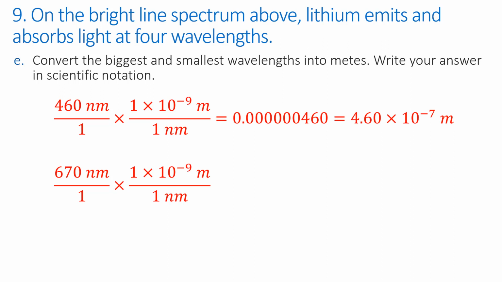When I solve, I get 4.60 times 10 to the negative 7 and 6.70 times 10 to the negative 7. Whenever you're writing this in scientific notation, since both of these are small numbers, they're going to have negative exponents. So we had to move the decimal over until there was only one number in front of it. So I want 4.6, not 46.